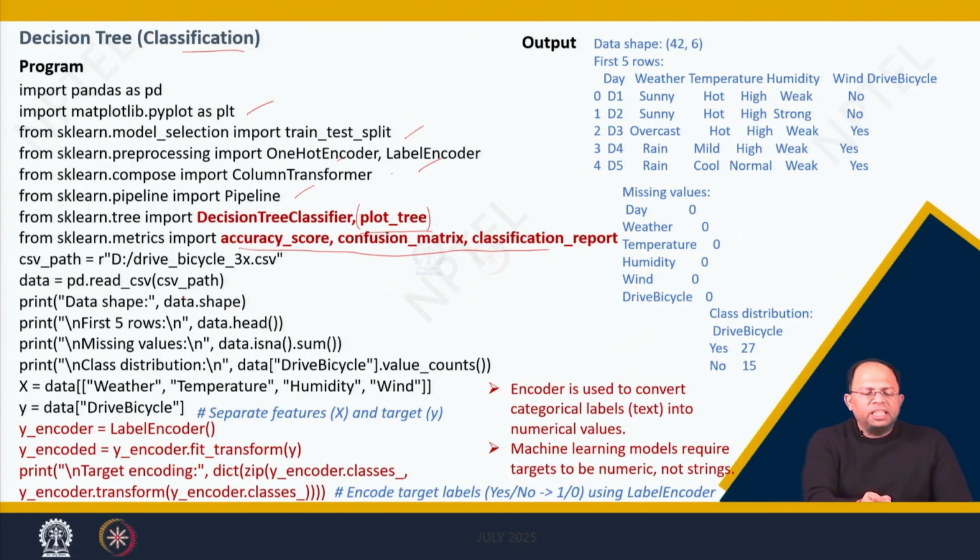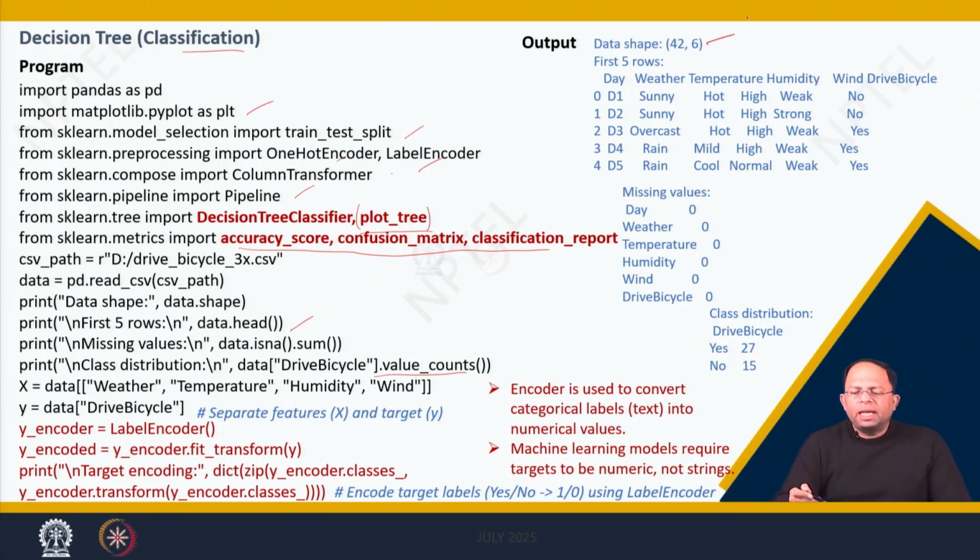pd.read_csv actually loads the data into the data frame, and we can print the shape of the data frame and the top 5 rows. If there are missing values, I can also remove them. I can print and count whichever things are missing, and in case something is missing, we can replace those rows and so on. That is what we are doing.